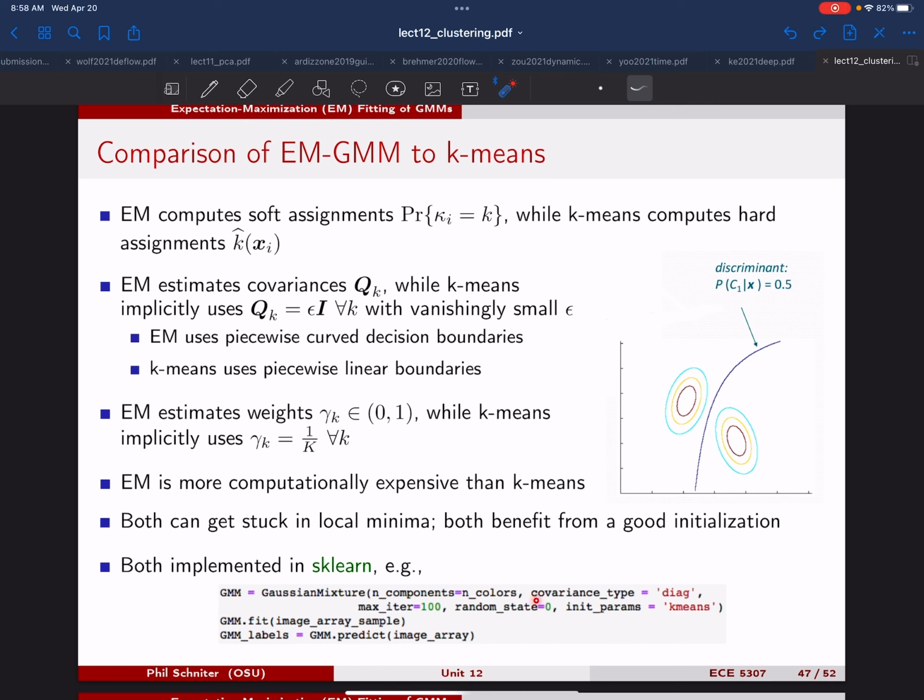So here you can see covariance type equals diag. This is telling us just use diagonal covariances. Don't try to fit the entire covariance matrix. And this is saying how to initialize: use k-means.